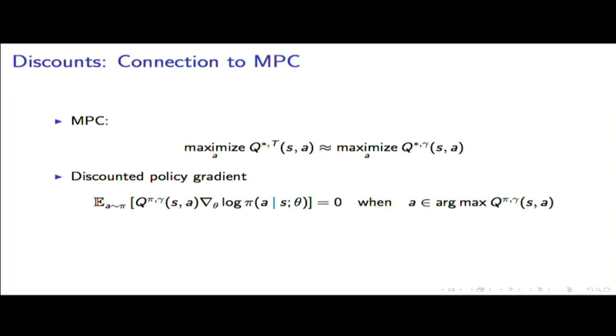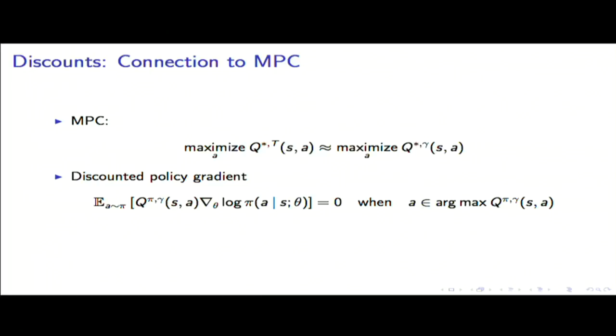So this ends up meaning that the Q function is a fixed point of the Bellman equation. If we had a suboptimal policy, then when we take this argmax, we're going to get a different action.